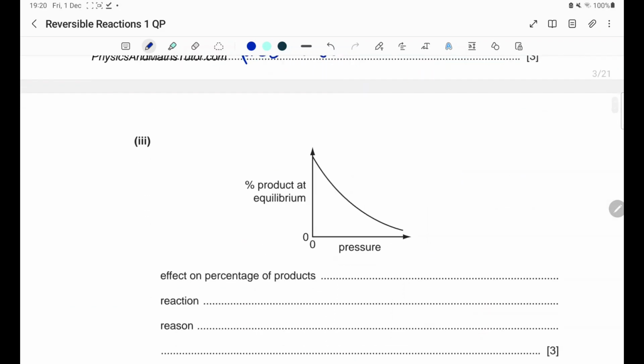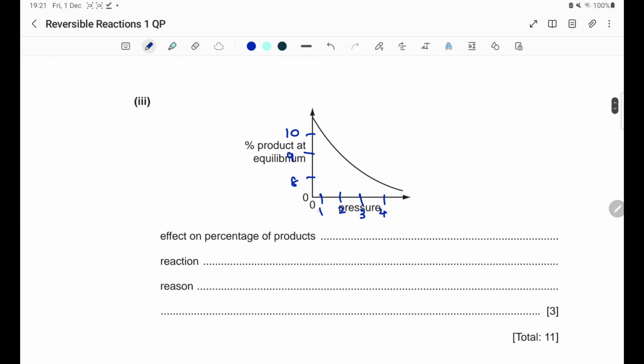Now the effect on the percentage, as you can see, as this increases, 10, 9, 8, just random values so you guys can learn how to view the graph in your head. This is usually easy for most people, however, for anyone who is unable to understand: as you can see, when it was 1, the product percentage was 10. And as your pressure increased to 4, your product percentage became 8. It decreased. So it is decreasing.